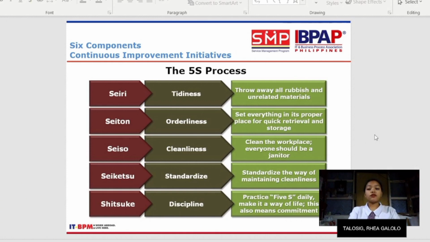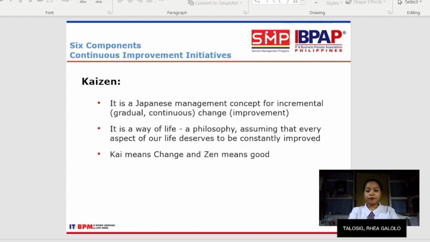In conclusion, the 5S process is about tidiness, orderliness, cleanliness, standardization, and discipline of the business or an employee. 5S also has Kaizen. It is a Japanese management concept for incremental, gradual, continuous improvement. It is a way of life, a philosophy, assuming that every aspect of our life deserves to be constantly improved. Kai means change, Zen means good. To change for the better, or continuous improvement. Small changes now can make a big future impact.